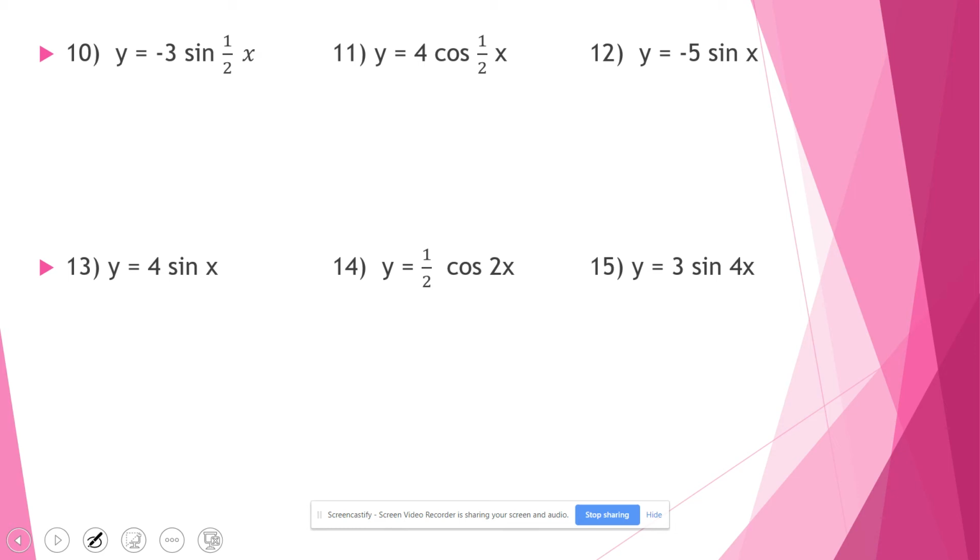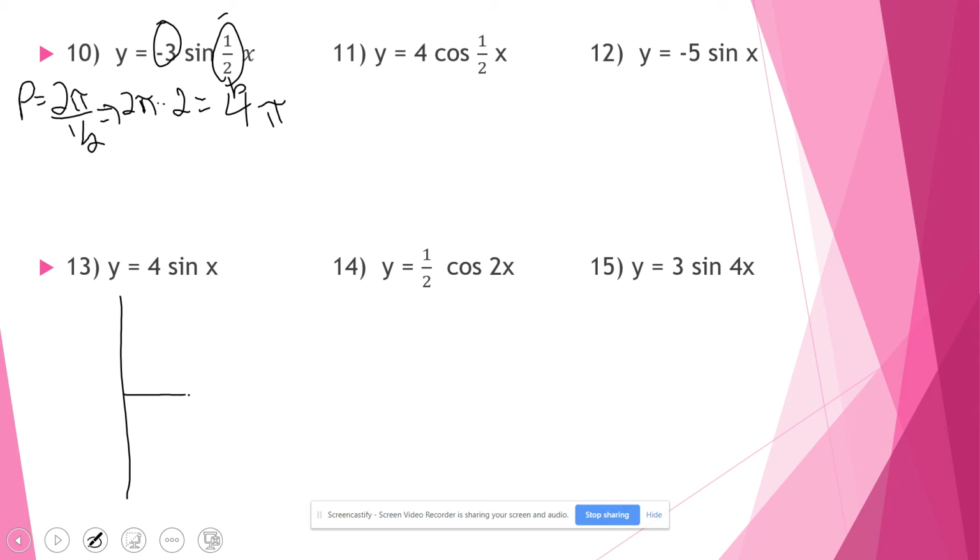Number 10. So our amplitude is 3. The 1/2 gives us our B for our period. So our period is 2 pi over 1/2, which becomes 2 pi times 2, or 4 pi. So our period is 4 pi.